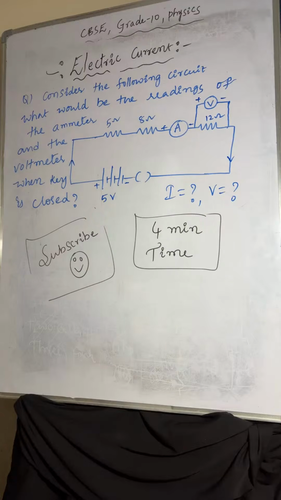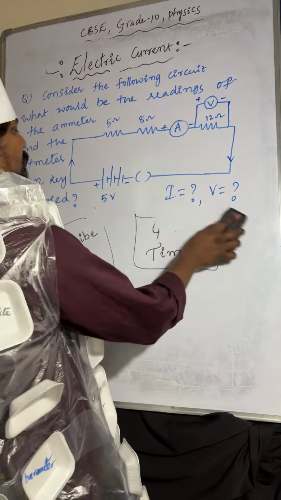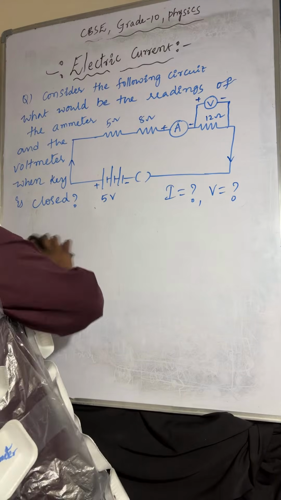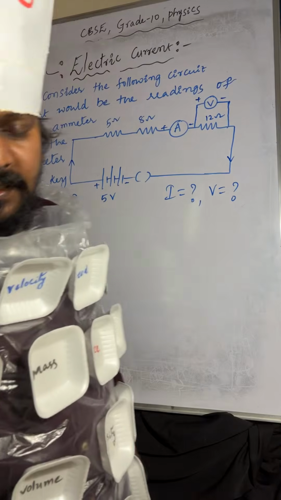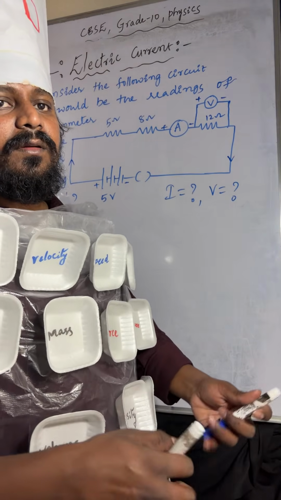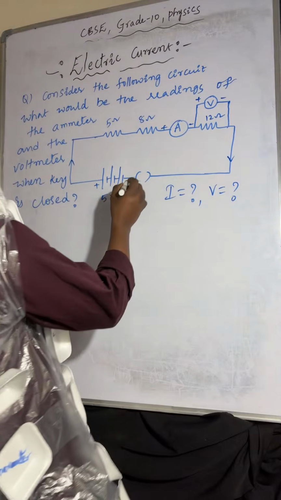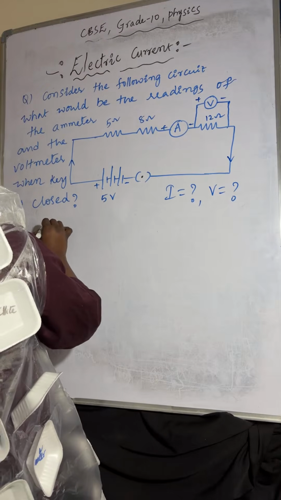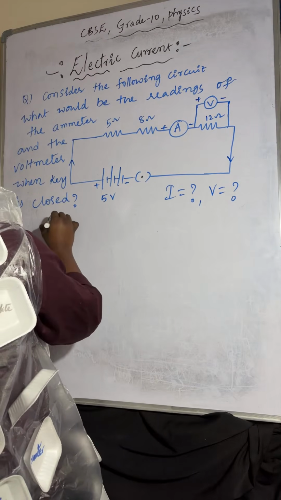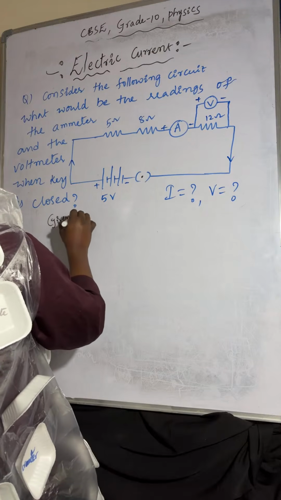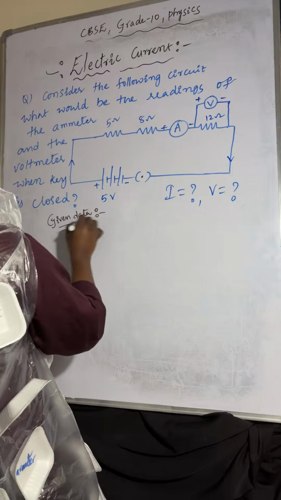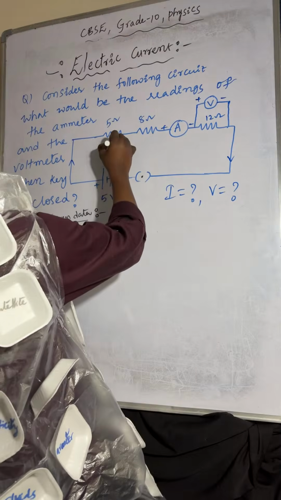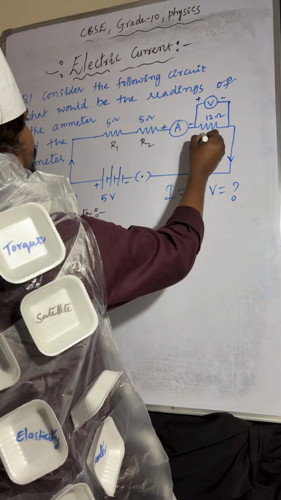So okay, check once here. When the key is closed, first you have to take the entire resistance. So, given data. What is the given data? See here, the total resistance R equals R1, R2 and R3 I am taking.